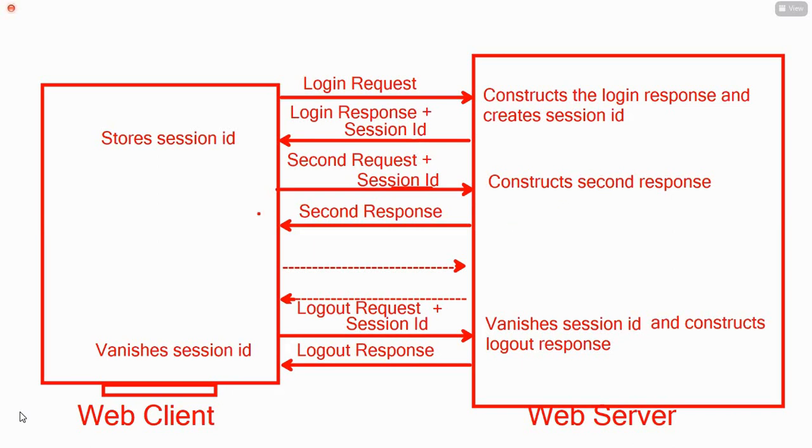That response comes. Again, the third request, session ID comes. The third response comes. Fourth request, session ID. With every request, the session ID comes from client to server. With that only, the server will understand who selected that item.